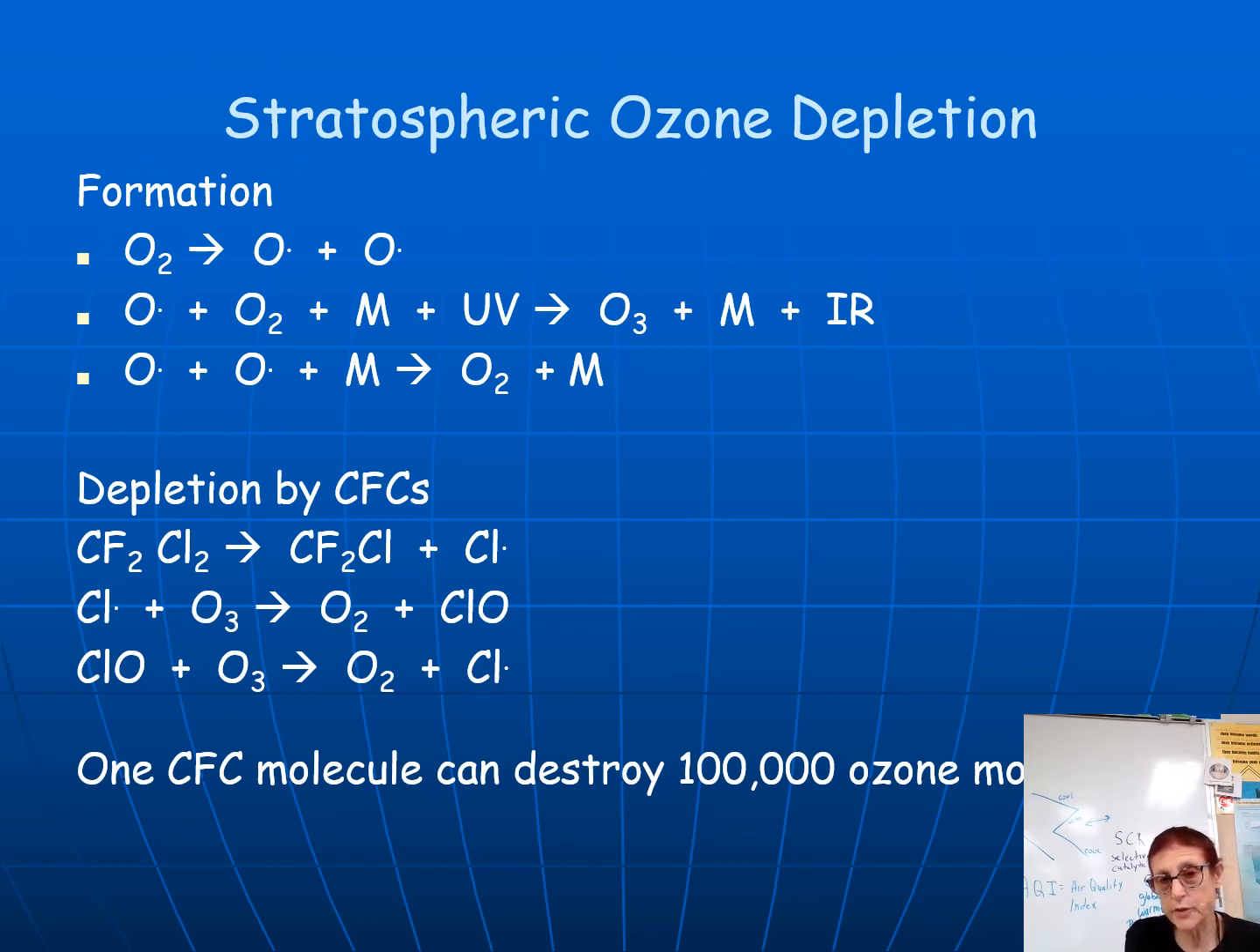So in the stratosphere, a chlorine free radical can get ripped off that molecule. That free radical can react with ozone to produce oxygen and chlorine monoxide. Again, you can regenerate that free radical. So one CFC molecule, one of those chlorine atoms, can destroy upwards of 100,000 ozone molecules.